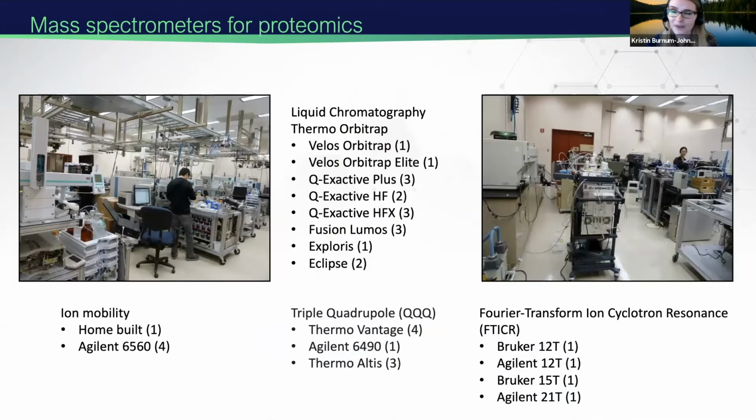Now, yesterday, I already showed some slides detailing all of our mass spectrometry instrumentation, but I want to highlight our mass spectrometers used for proteomics again today. For discovery proteomics, we predominantly use Thermo Orbitrap instruments. For targeted proteomics, we predominantly use triple quadrupole instruments. And for advanced proteomic measurements, we leverage the enhanced separation of ion mobility and high mass accuracy of Fourier transform ion cyclotron resonance, or FTICR, measurements.